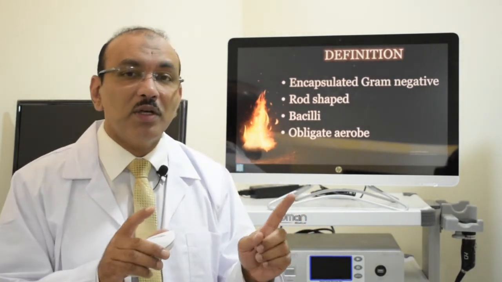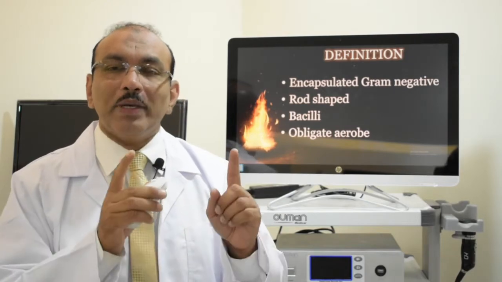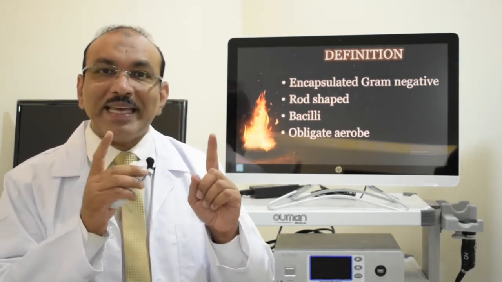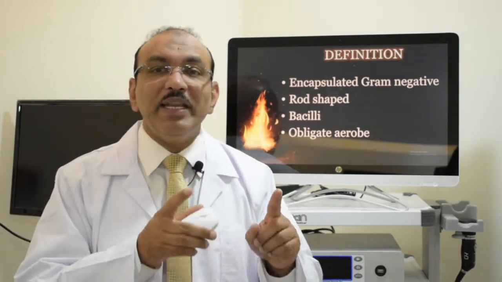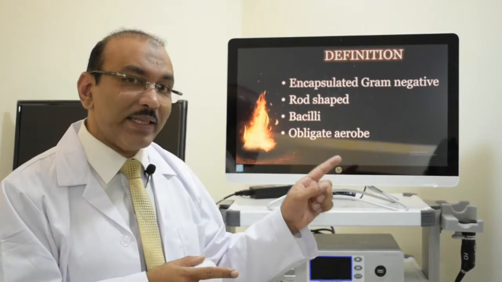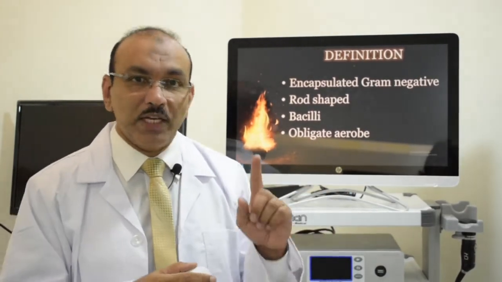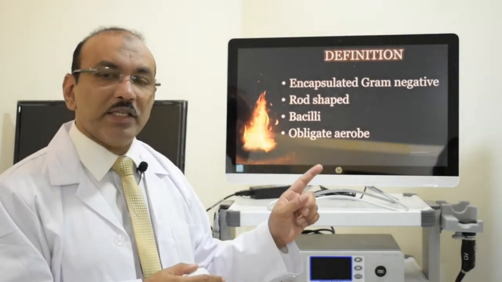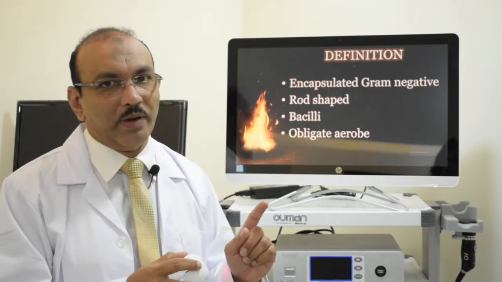So what is the difference? See, when you give an antibiotic to kill a bacteria, it acts against the cell wall. So if it is gram-positive, it's very easy to kill that bacteria. Since this is gram-negative and the cell wall is very thin, it's difficult to kill this bacteria. That is one. The shape of this bacteria is rod-shaped and it needs oxygen for its survival.